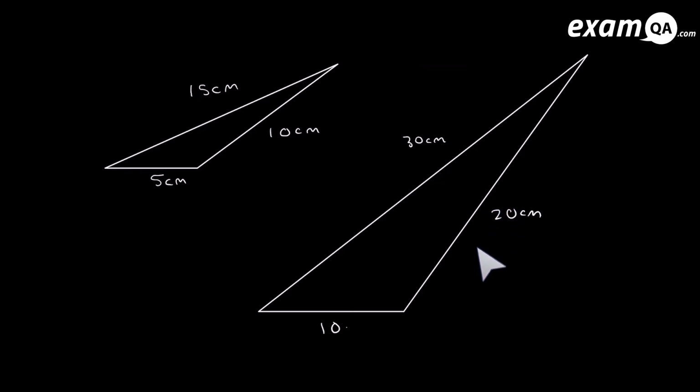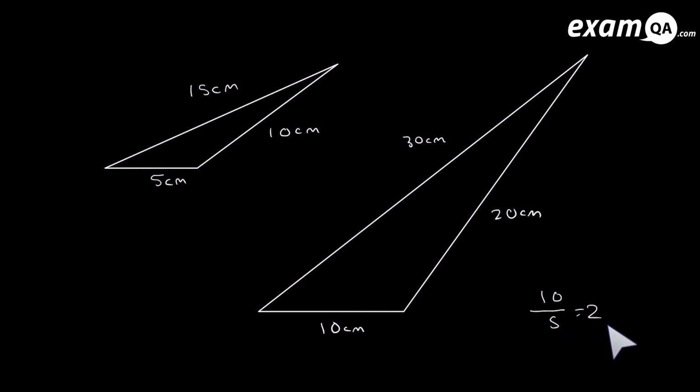So the scale factor would be 2. So how did I get the scale factor of 2 here? The bottom side on the big shape is 10, and the bottom side on the smaller shape is 5. So we'll do the bottom of the bigger shape divided by the bottom of the smaller shape, and that will give us the scale factor. That's 10 divided by 5, which gives us 2.